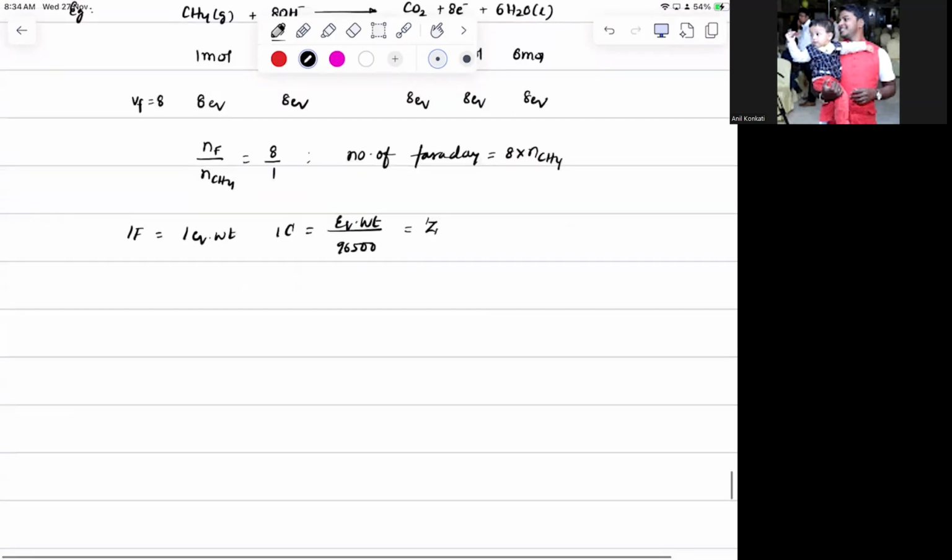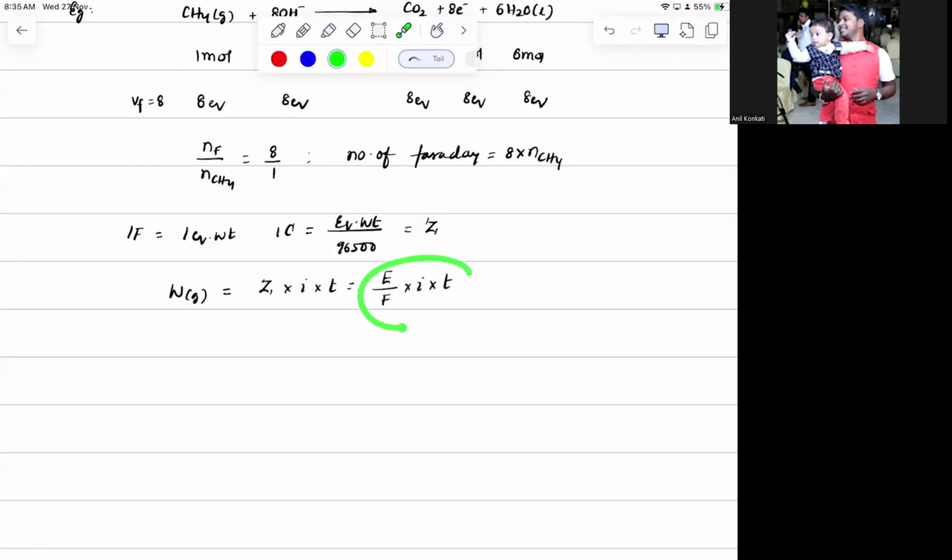So therefore, the same formula I can modify. Now the same formula I can modify as mass, or the weight that is getting deposited in grams, will be equal to Z into I into T, where Z can be written as equivalent weight of the substance divided by Faraday F into I into T. So I request you to remember it this way: E by F into I into T, which would be more useful while solving questions. Got it?